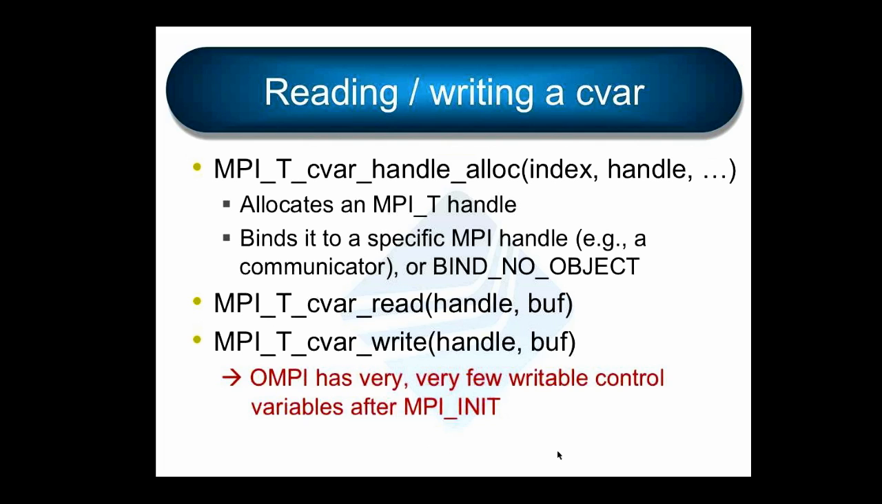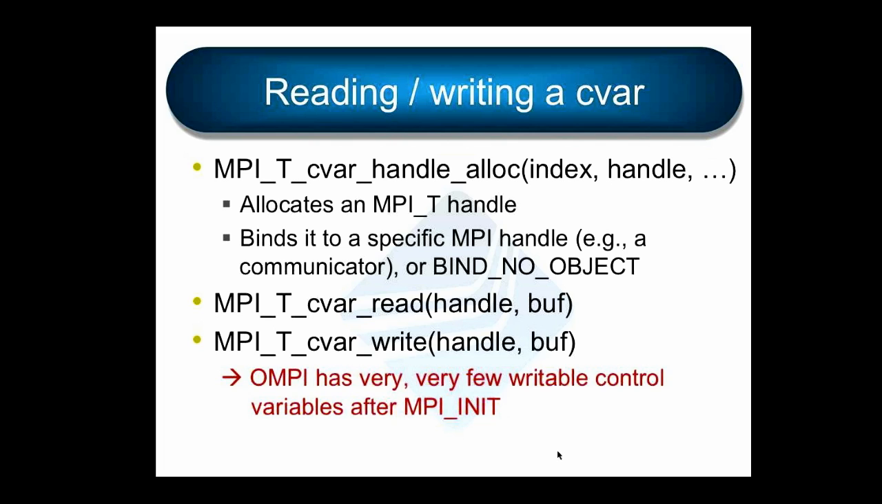So you allocate a handle, a control variable handle, and you give it the index that you got from the beginning, like, oh, I want to do index number 13, that particular control variable. And then you get a handle out, and you use that handle for the read and write call right there.